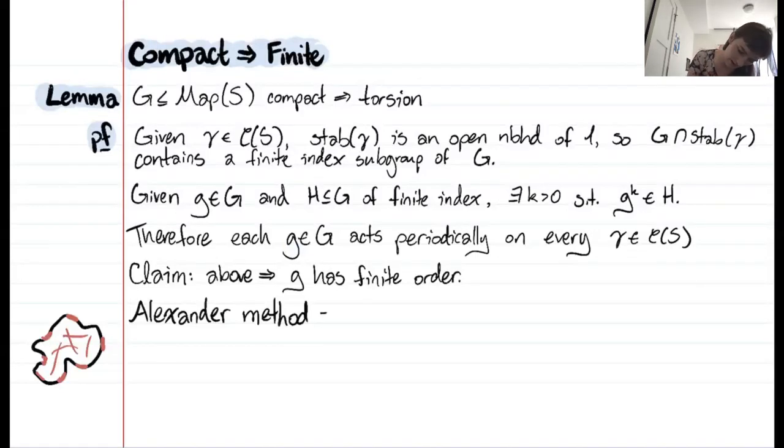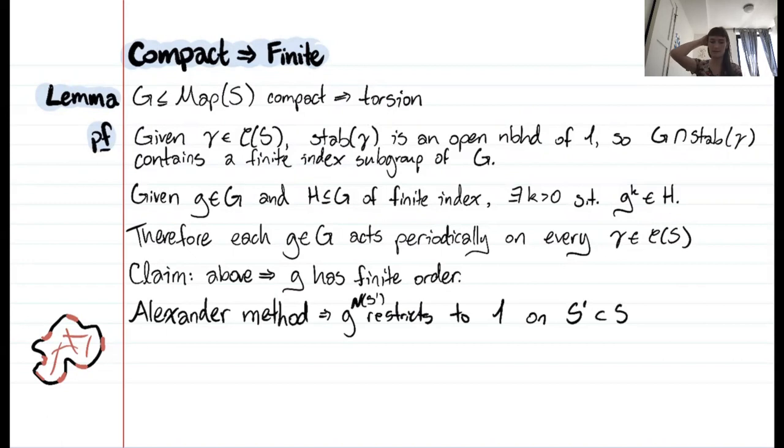So what the Alexander method tells me is that g to the n, for some n depending on the subsurface, so I'll write it as n of S prime, restricts to 1 on S prime for every finite type subsurface S prime of S. So we can use this to argue kind of as in the original proof of Nielsen realization. I didn't give the argument, but we can find an invariant finite type exhaustion. So an exhaustion of our surface S by G-invariant finite type subsurfaces, such that the restriction of G to the mapping class group of each finite type subsurface has finite order.